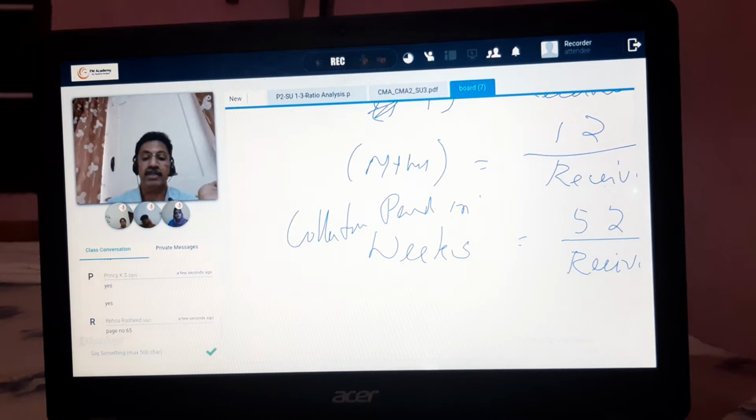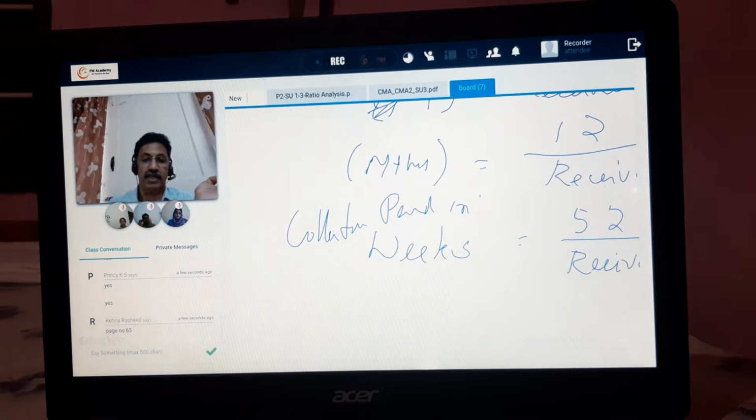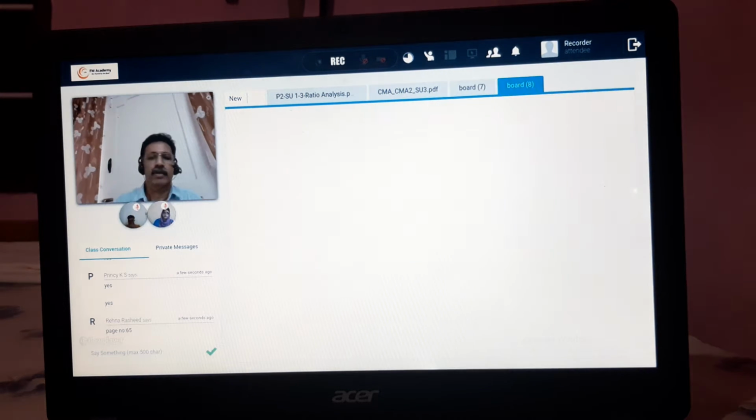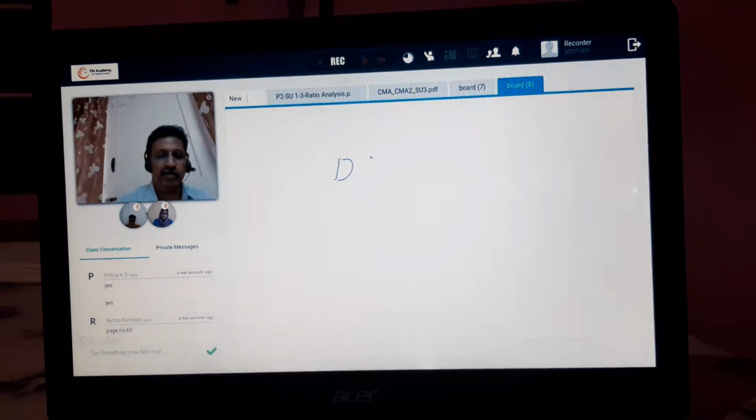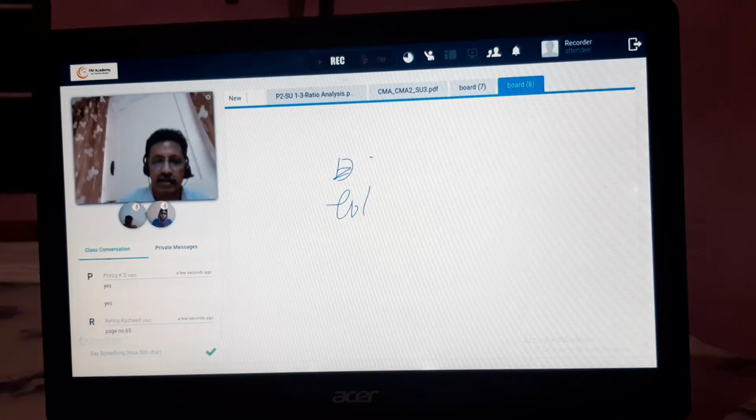If you want it in months, 12 divided by receivable turnover. Collection period in months, if you want it, 12 divided by this. But give me half a minute, I will just show it. Let's work with the days. So collection period in days.